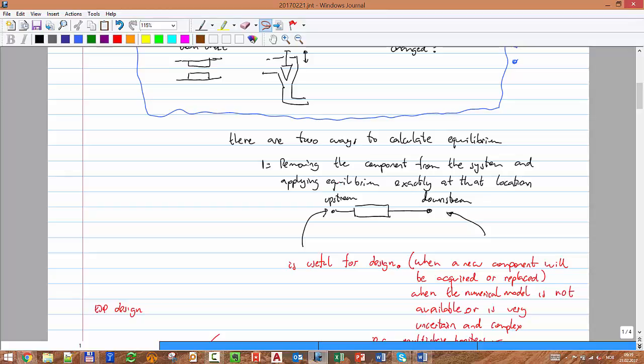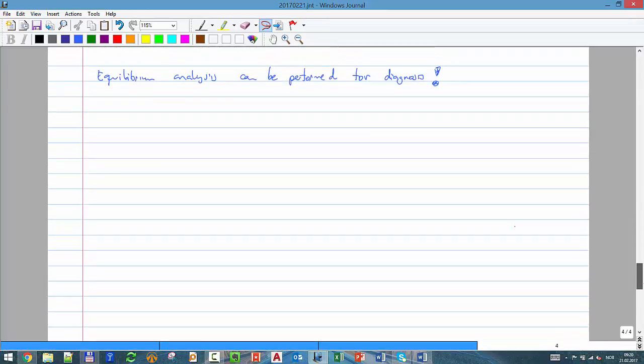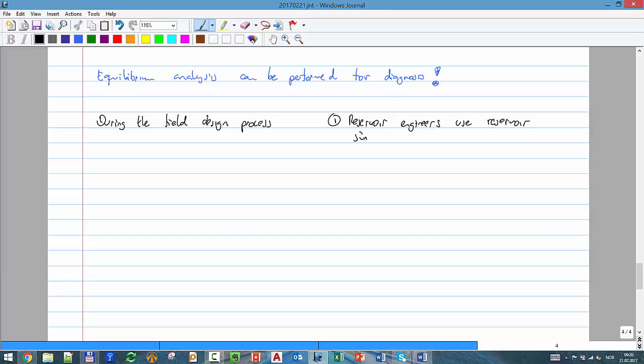The problem is that in all of this design process, I told you that reservoir engineers, they calculate some rates, right? So the logic is more or less, okay, during the field, okay, so first, reservoir engineers use reservoir simulator with, remember, this minimum bottom hole pressure, flowing bottom hole pressure, and a target rate.